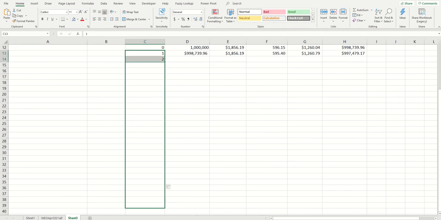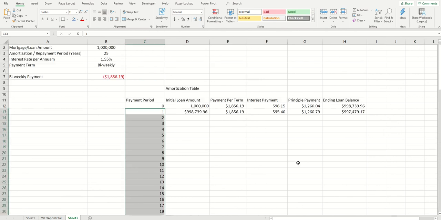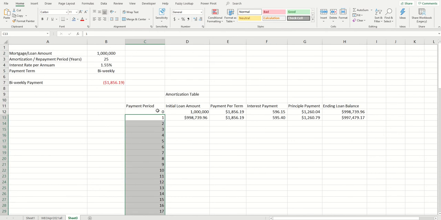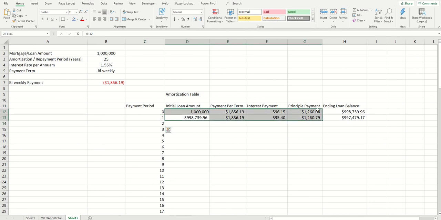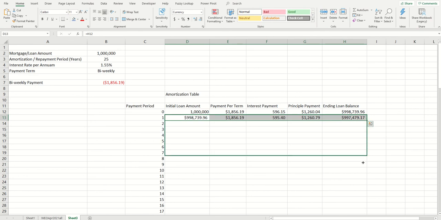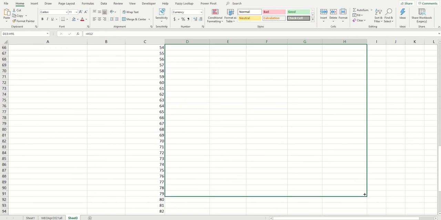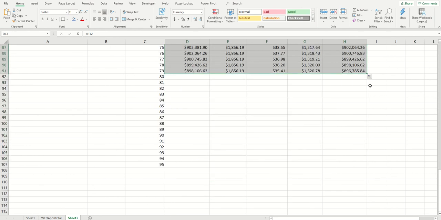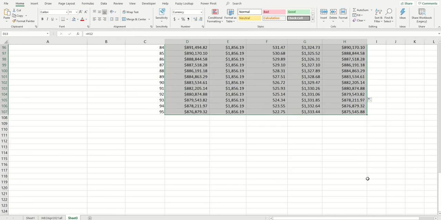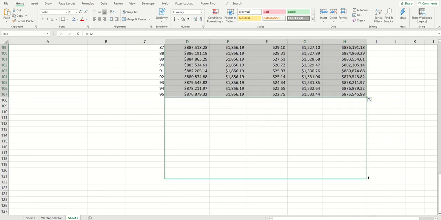Let's go down a little bit. All right. So you just hold 1 and 2 and then drag it down. It will make the serial number. All right. So let's copy this down, the entire period until it gets down to 0. I'm talking about the ending balance. So let's just do this. 896. Oh, we need to go a lot longer. Okay, let's keep going.